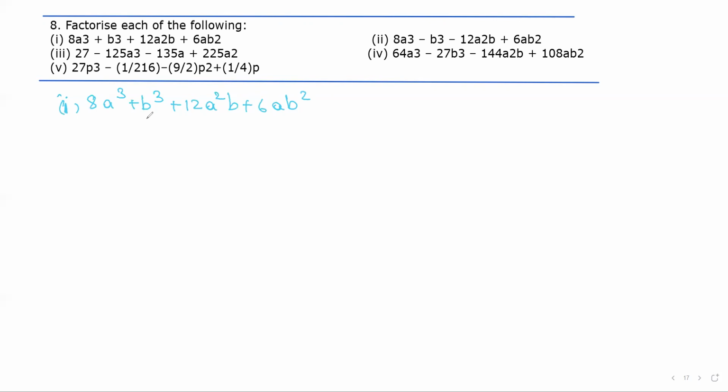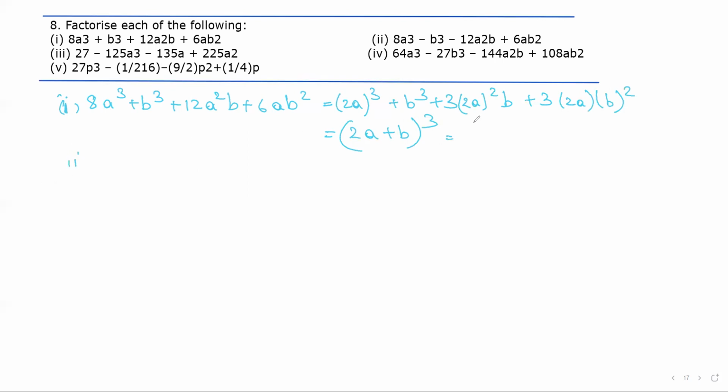So your 8a cube can be written as (2a) whole cube. b cube can be written as b cube. 12a square b, so you should have 3 common. You're left with 4a square b, which can be written as (2a) whole square into b, plus, here also you take 3 common because it fits your formula, 2a into b square. So this is (2a plus b) whole cube.